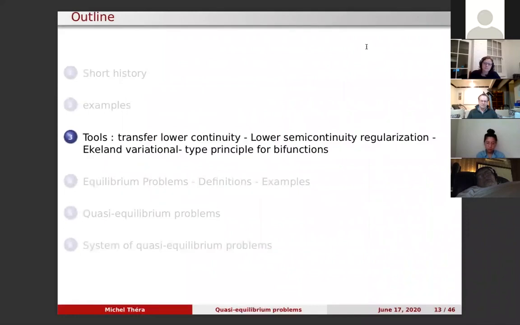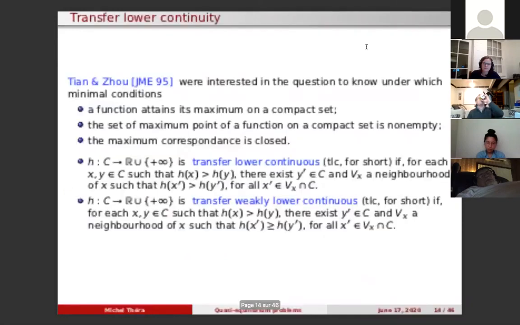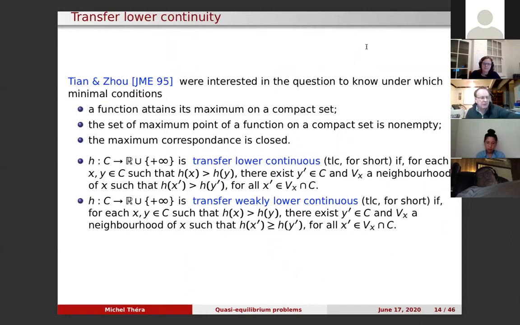Okay, so now I want to continue by giving some information about the tool I will use and that is used in many papers related to this subject. In 1995, two colleagues, Tian and Zhou, published a paper in the Journal of Mathematical Economics where they were interested in the question of under what minimal condition a function attains its maximum on a compact set. The set of maximum points of a function on a compact set is non-empty, and the maximum correspondence is closed. And for this, they defined the concept of transfer lower continuity.